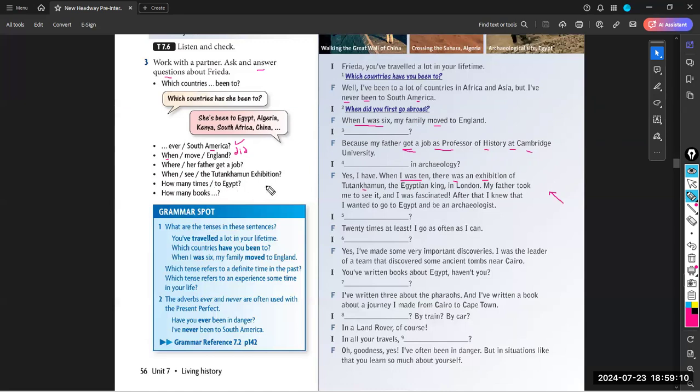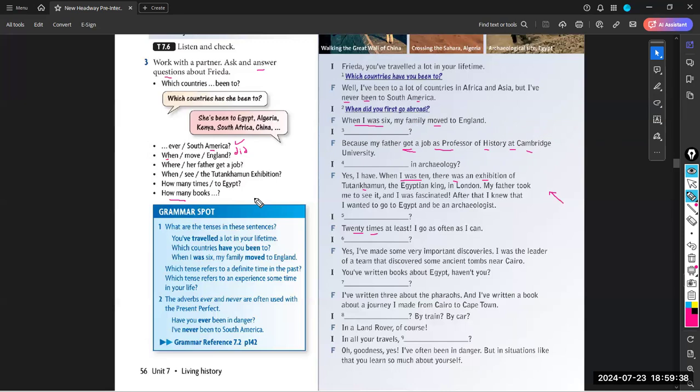Now we have how many times to Egypt. Now, how many times has she been to Egypt? 20 times. This is it. 20 times at least. Thank you so much. Now we have how many books. Now the question is, how many books has she written?